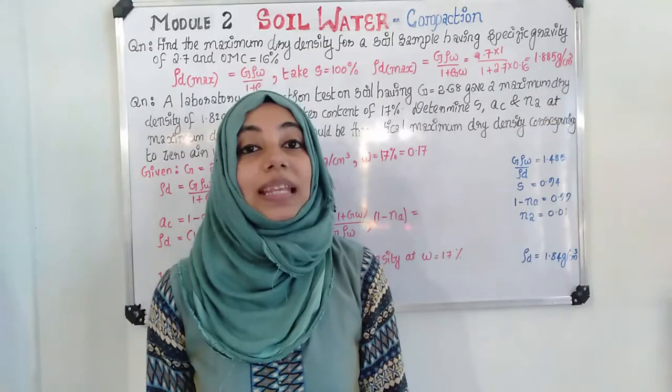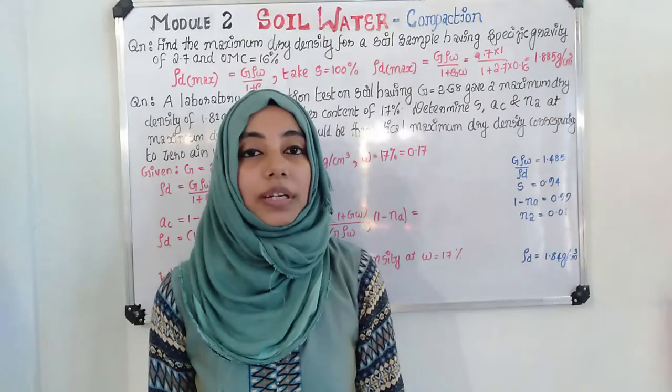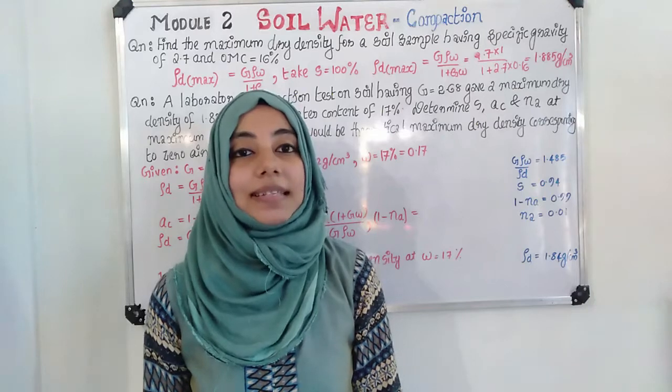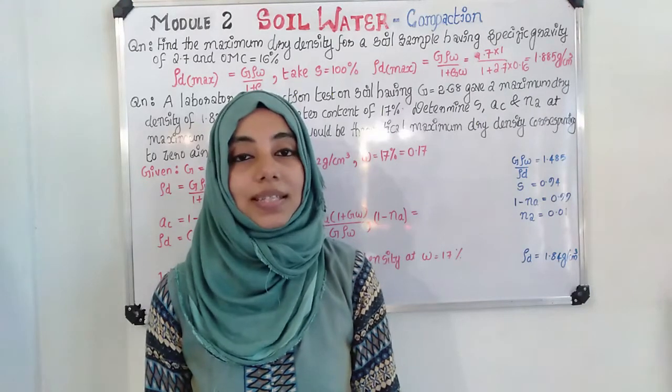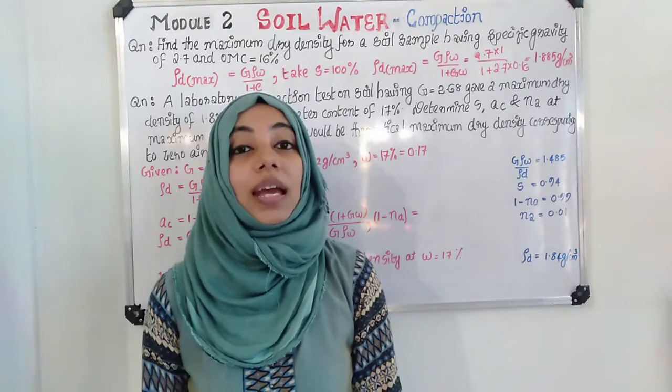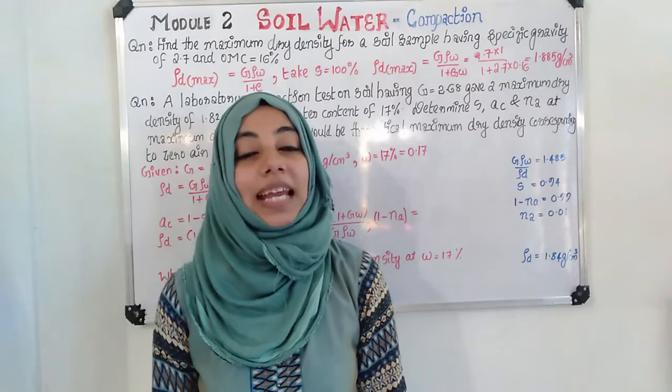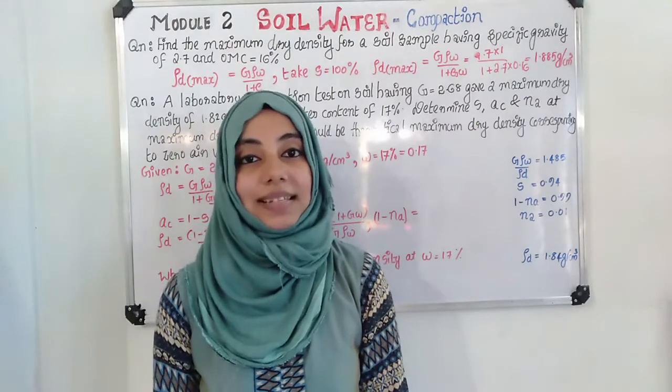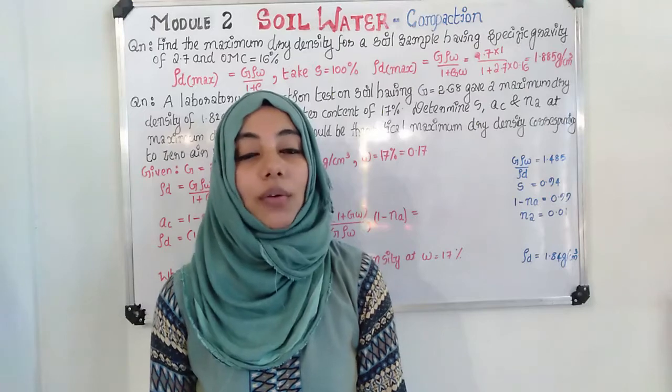Here the degree of saturation is not given and we are taking it as S equal to 100%, that is S equal to 1. Then we are obtaining the theoretical maximum dry density. Okay, please note it down.